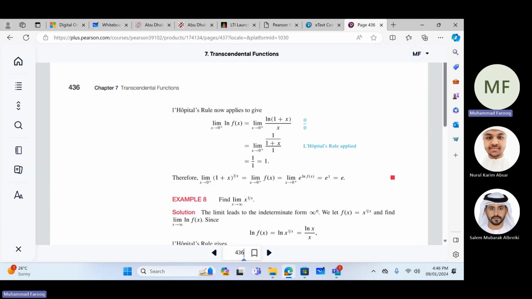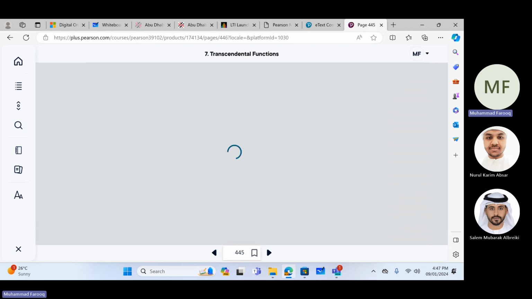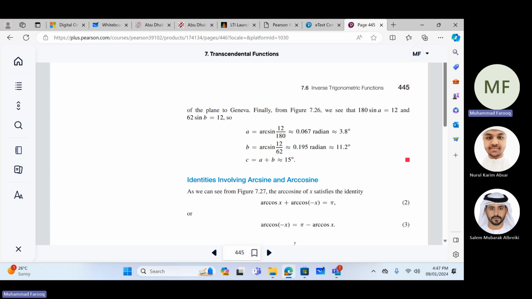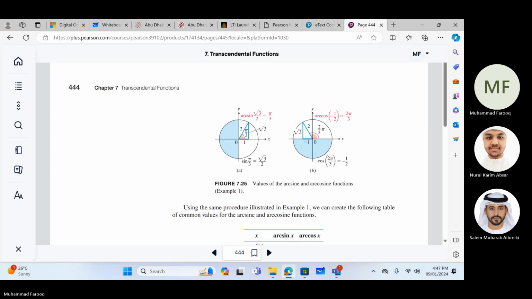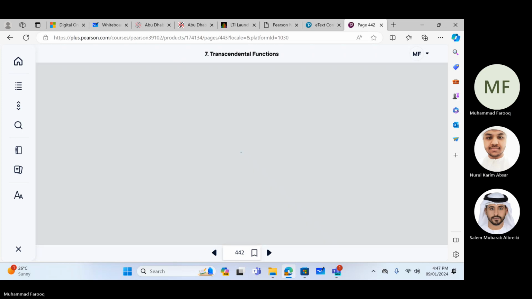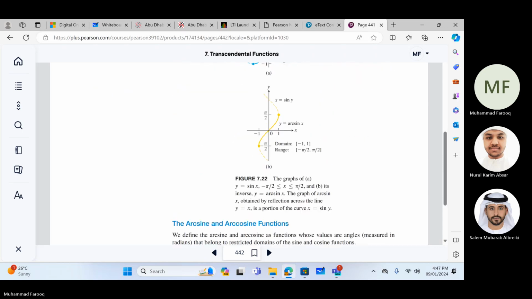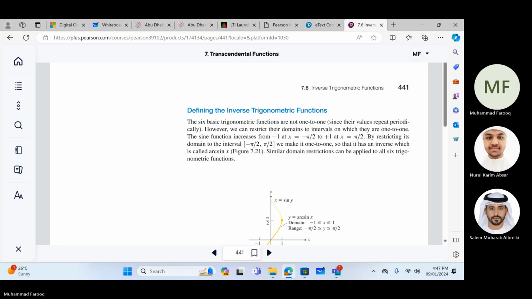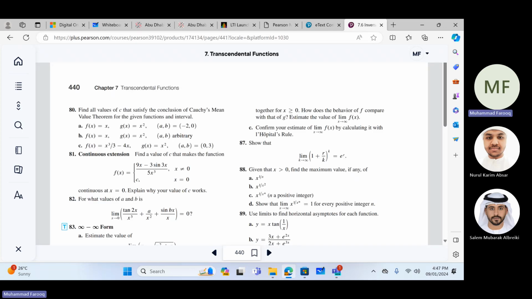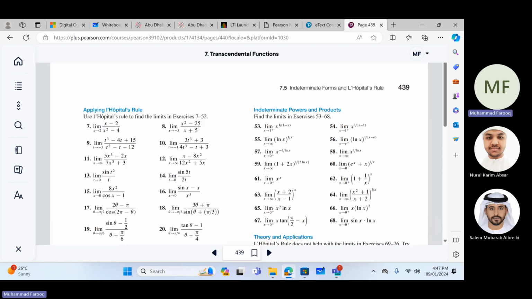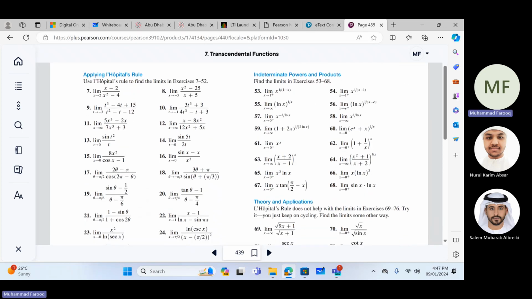Let's go with the exercise. I think 145 is the exercise page number. Let's check. Right, so these are basically the logarithm rules.